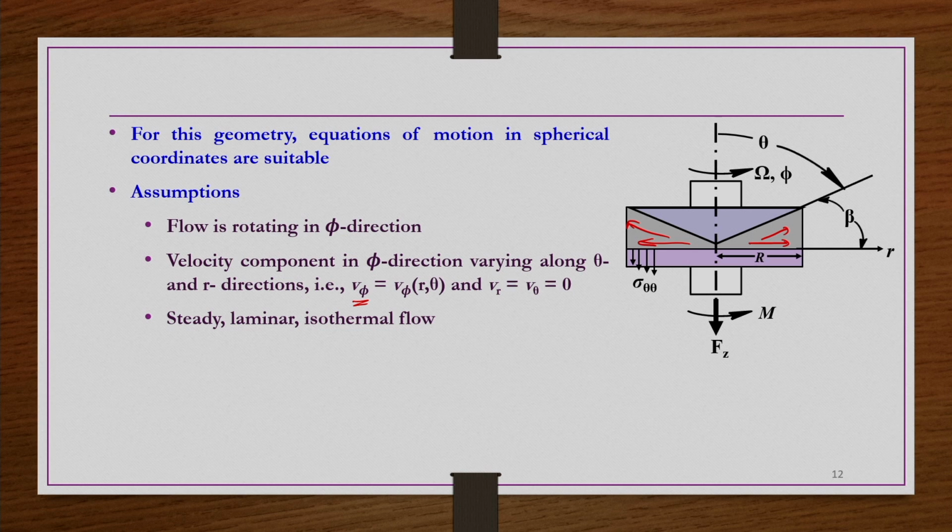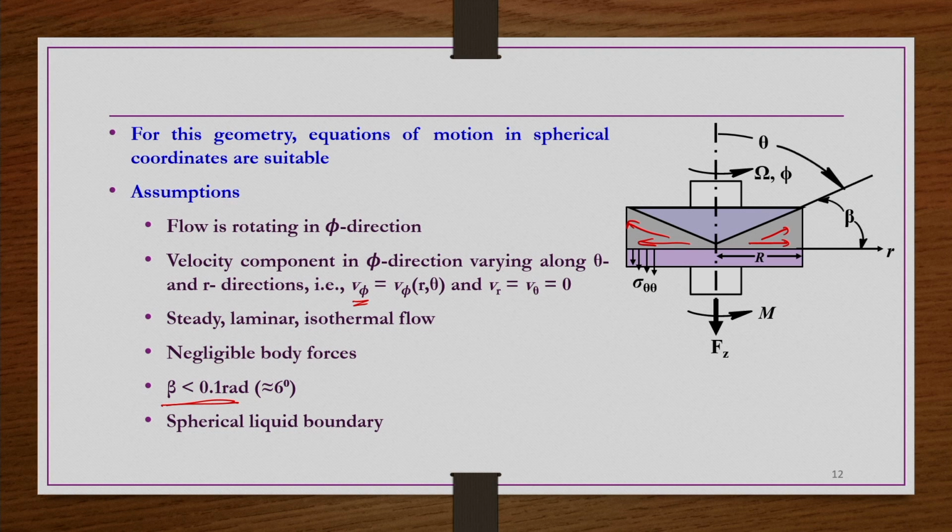Then flow is steady, laminar and isothermal, with negligible body forces, and the cone angle beta is very small, 0.1 radians, that is approximately 6 degrees or less. Such small cone angles are in general used in order to maintain the constant shear rate. Then a spherical liquid boundary is there, because the cone can be best represented by spherical coordinates, and then symmetry in the phi direction. So dou by dou phi of anything is 0. Okay. So these are the constraints.